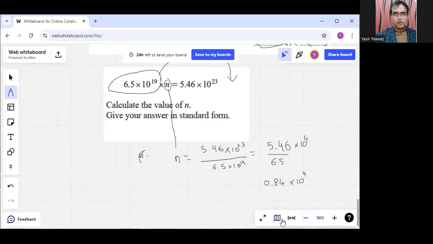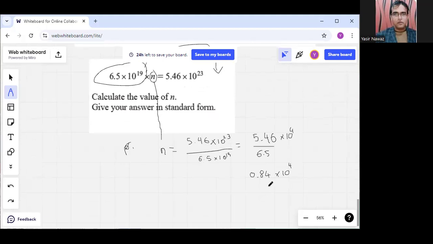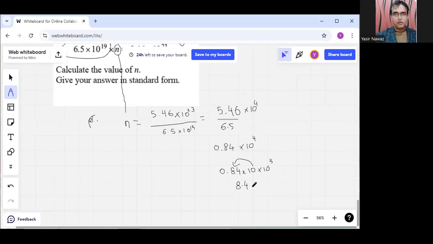For standard form, the decimal point should be after one non-zero digit. So I have to move the decimal point one place to the right. For this, I will multiply by 10. So it can be written as 0.84 multiplied by 10, and 10 to the power 4 can be written as 10 multiplied by 10 to the power 3. When this 10 multiplies with 0.84, it gives 8.4 multiplied by 10 to the power 3. That should be the answer.